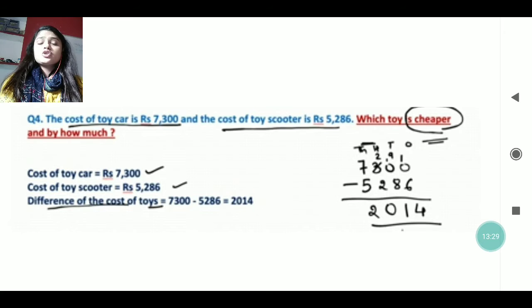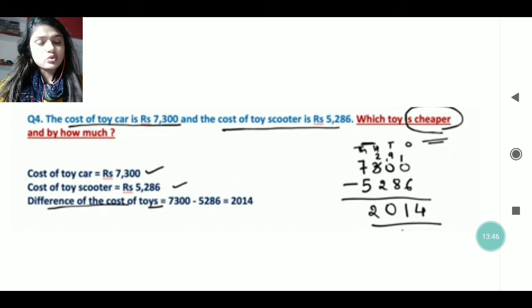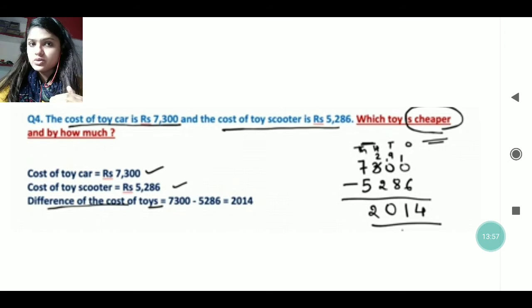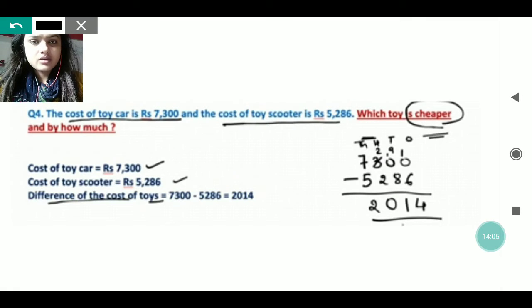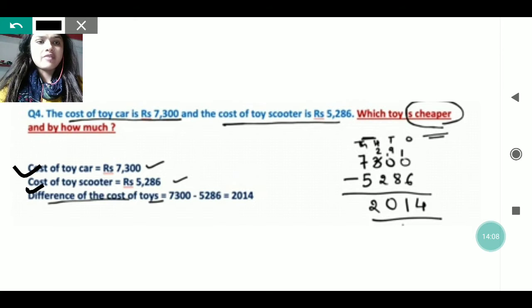Another one. The cost of a toy car is 7,300 and the cost of a scooter is 5,286. Which is cheaper and how much cheaper? See, there are two toys. One is a toy car and one is a toy scooter. Which is cheaper? Toy car is cheaper or toy scooter is cheaper? This we can get by subtracting, and we will get to know what is the difference between the toy car and the toy scooter. So you will write the statement, cost of a toy car and cost of a scooter. After that you will subtract.